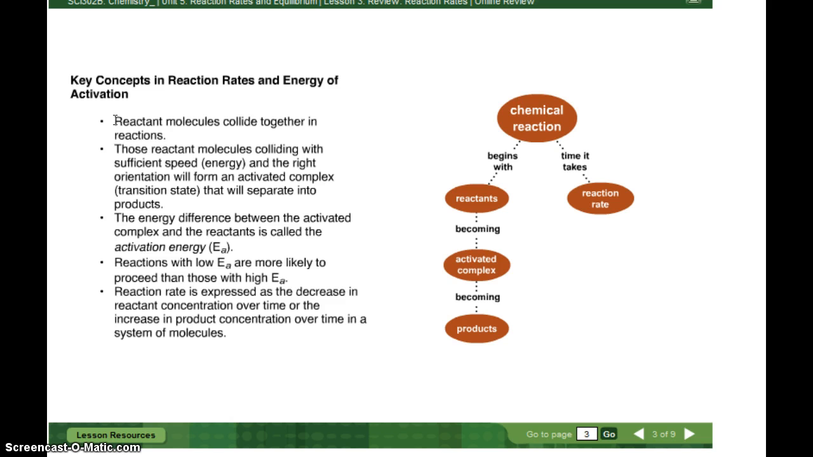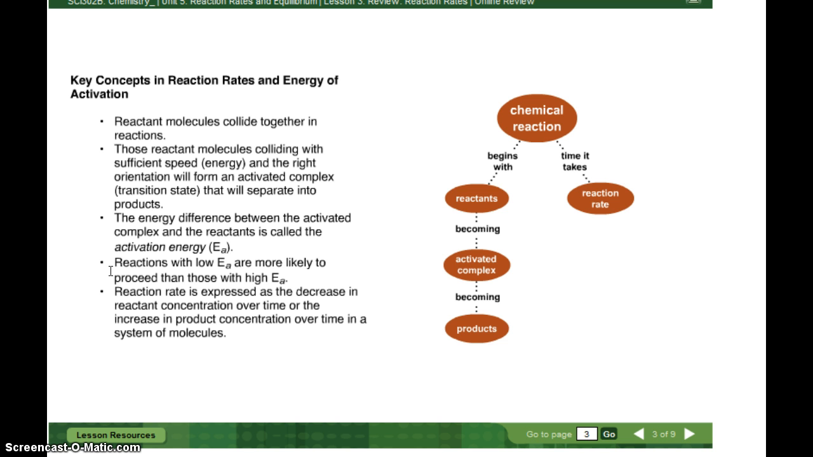Reactant molecules collide together in reactions. Those reactant molecules colliding with sufficient speed or energy and the right orientation or direction will form an activated complex during the transition state that will separate into products. So remember, you have the reactants, they make a big blob, and then they become the products. The energy difference between the activated complex and the reactants is called the activation energy, or E sub A.